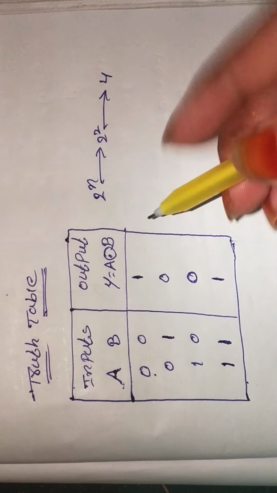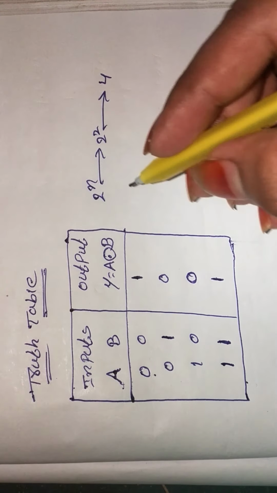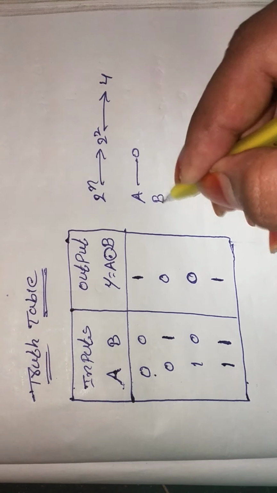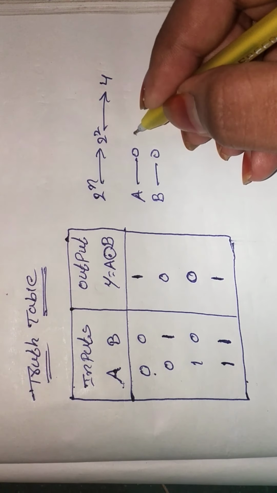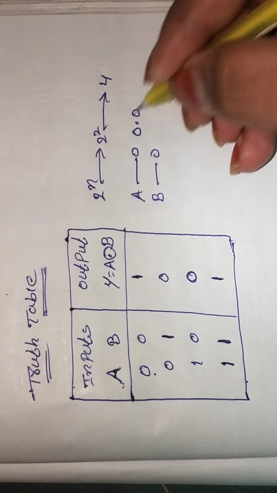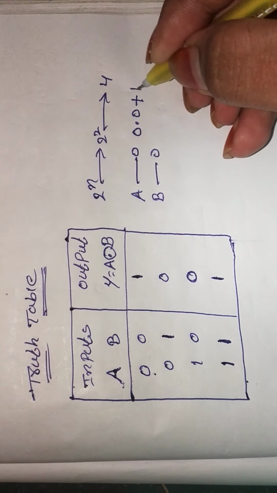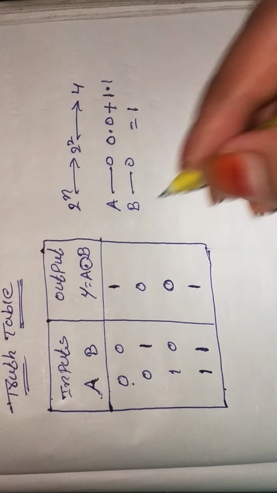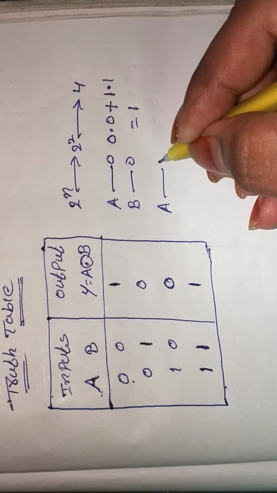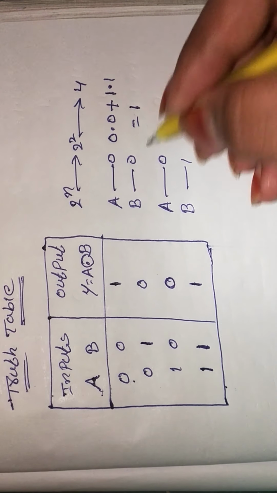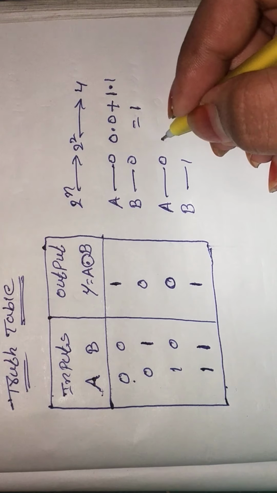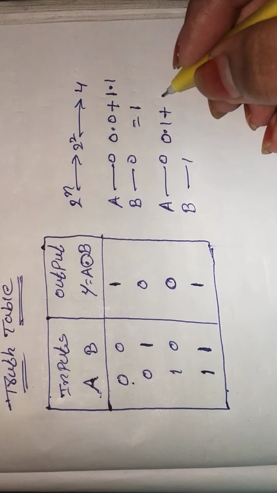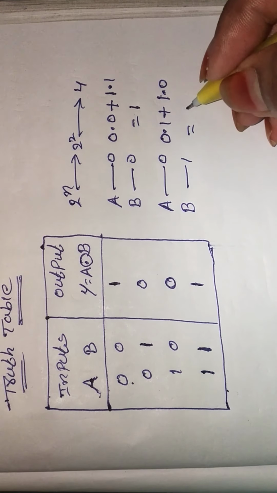We can verify the output using the expression. A takes 0, B takes 0: 0 0 plus A bar B bar, 1 1, equal to 1. A takes 0, B takes 1: that implies 0 1 plus A bar B bar, that means 1 0, equal to 0.